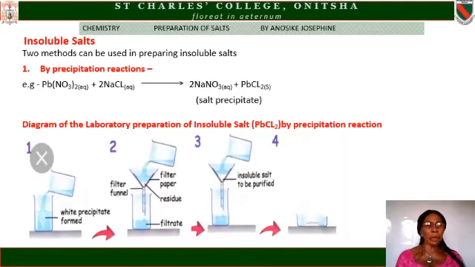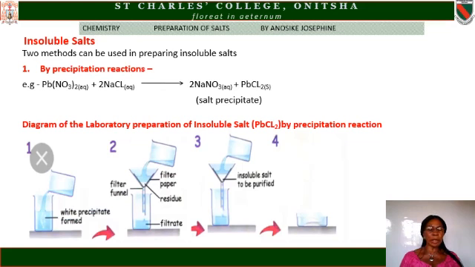Now we go over to the other type, insoluble salt, their preparation. I have told you that you prepare insoluble salt by a method different from the preparation of soluble salts. In insoluble salt, we have two methods. The first one is by precipitation reaction. Already I have mentioned the word precipitate, and you know how the salt looks. Now, we want to discuss how we can prepare an insoluble salt like lead 2 chloride in the lab.